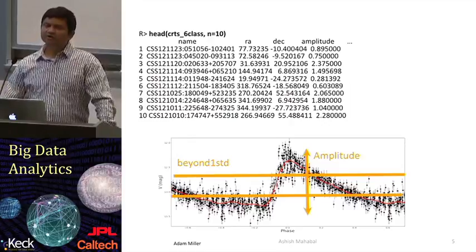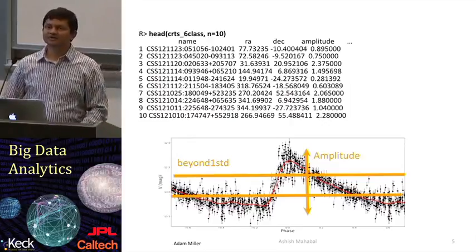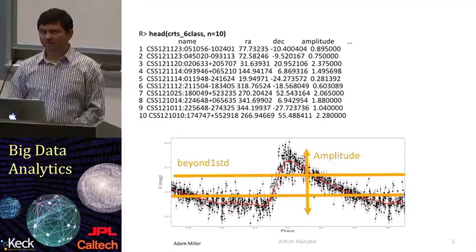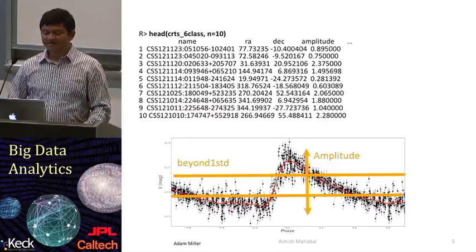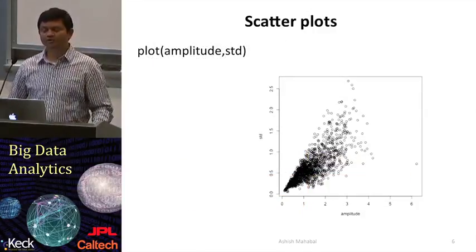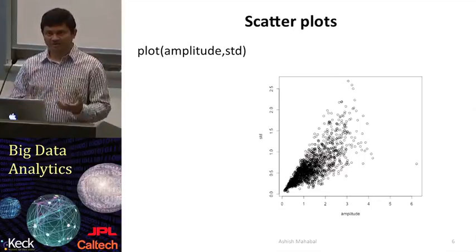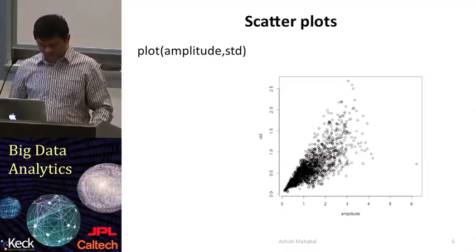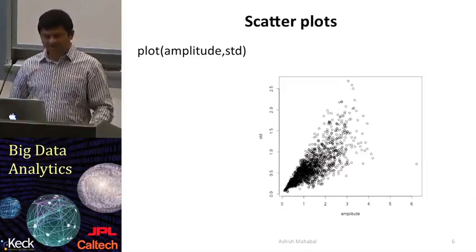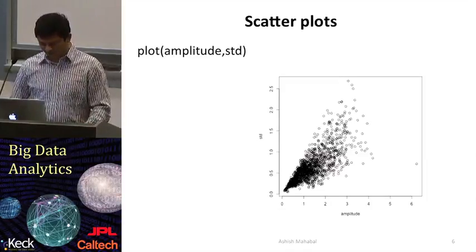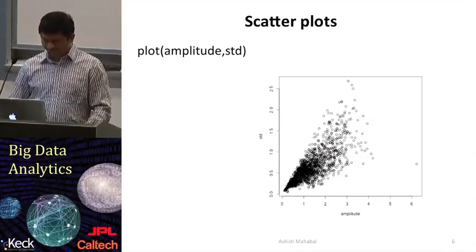So if one wanted to simply take, say, the amplitude and standard deviation of all these points and plot them, in base graphics, it is a fairly straightforward thing. All you have to do is say plot(amplitude, std), provided both those variables have been attached to your user namespace, and then you'll just get a plot that shows amplitude versus standard deviation.